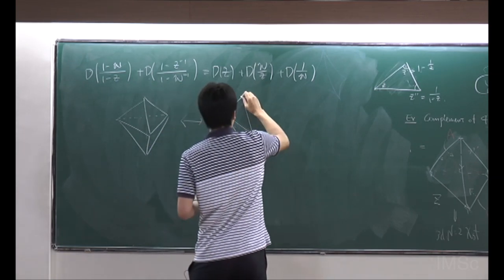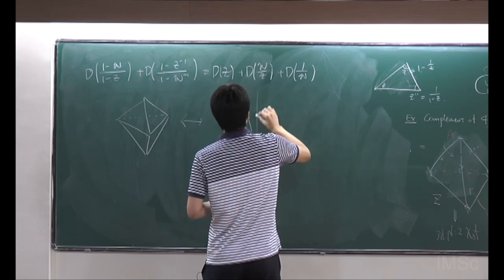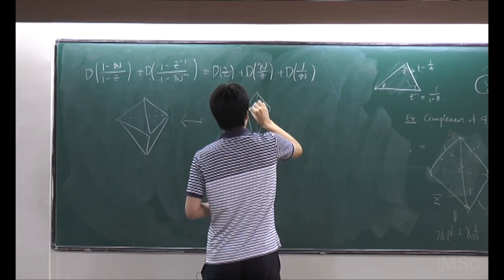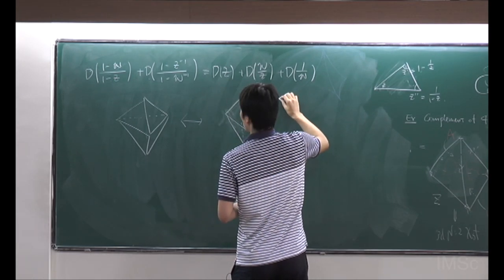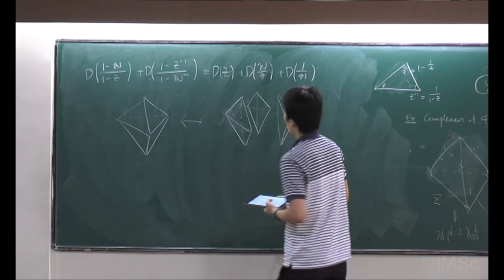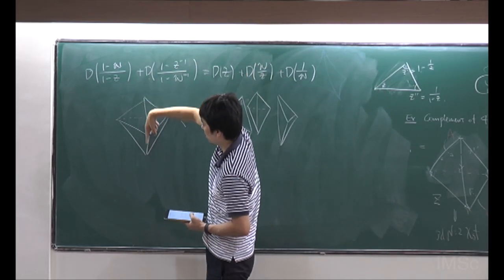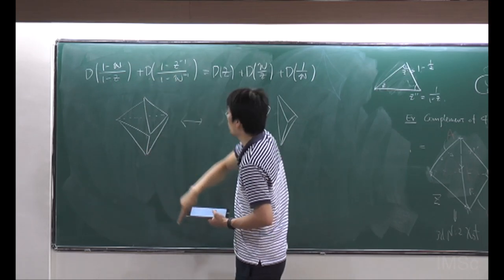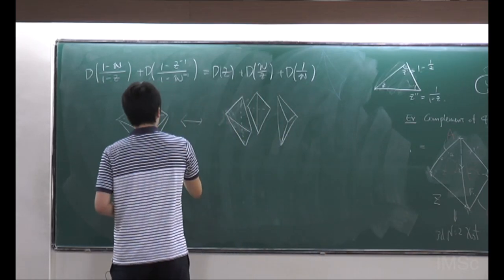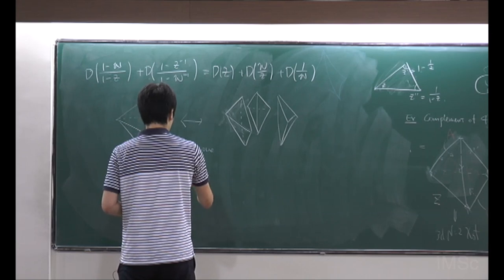Then, so you have a, I'm not good at drawing. You just decompose into three pieces. Okay. So you just cut along the line from the north and the south pole, and then you decompose into three pieces of ideal tetrahedra. So this is called the 2-3 move, or Pachner move.